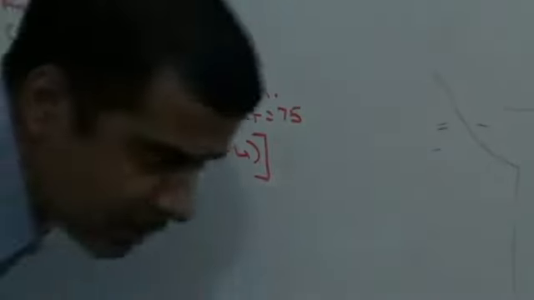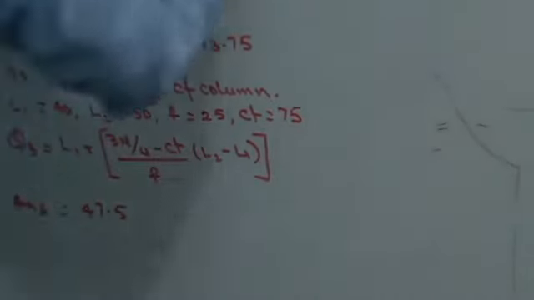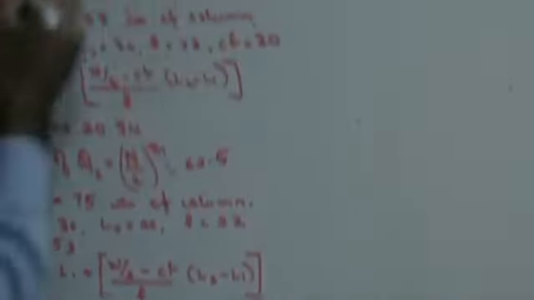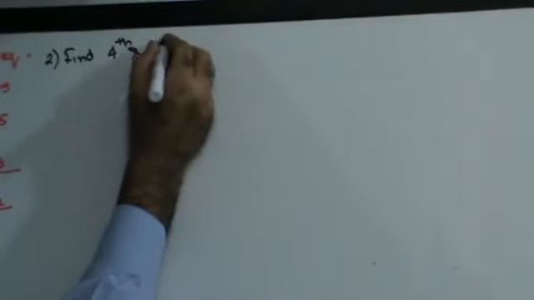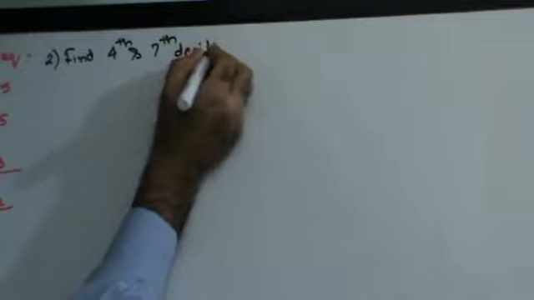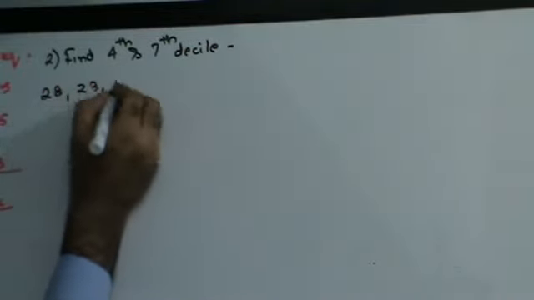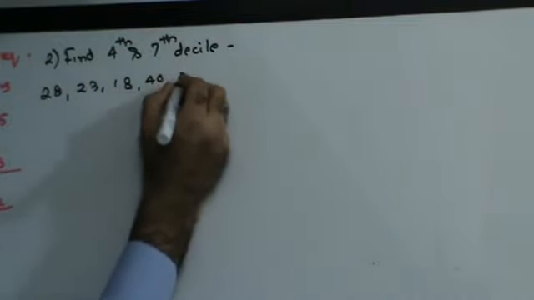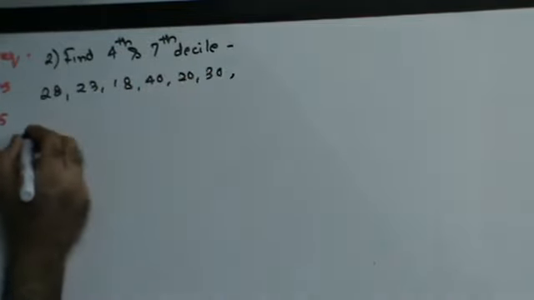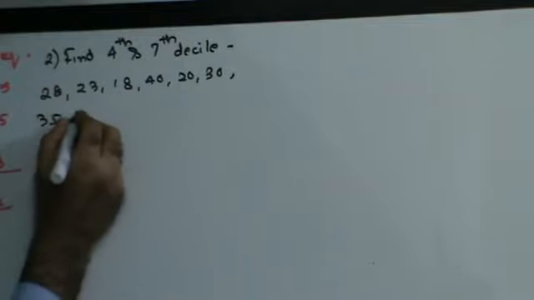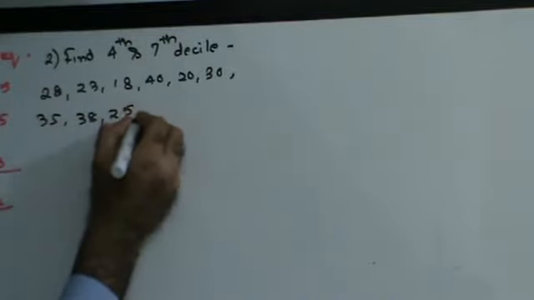So these were quartiles. Let's revise something else now. Let's revise deciles. Suppose you have a question like this: find the 4th and 7th decile for the following data. The data is given to you as 28, 23, 18, 40, 20, 30, 35, 38, 25, 33.